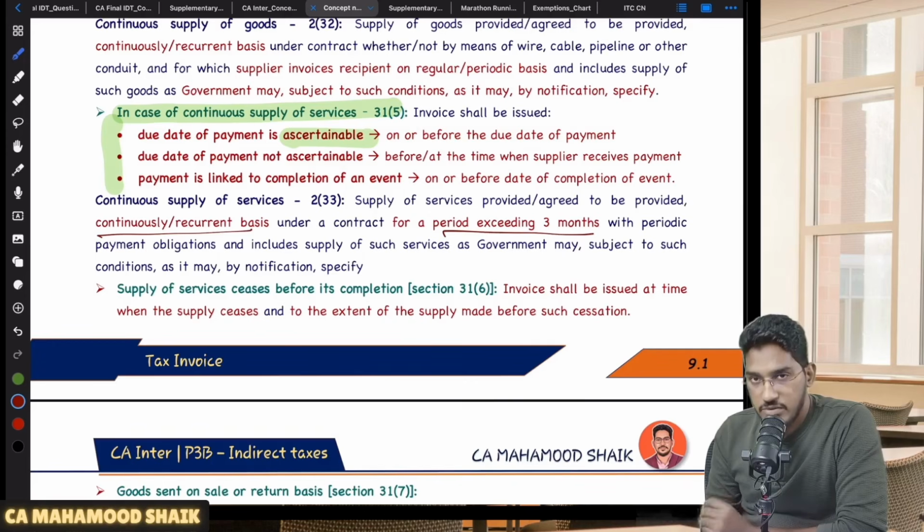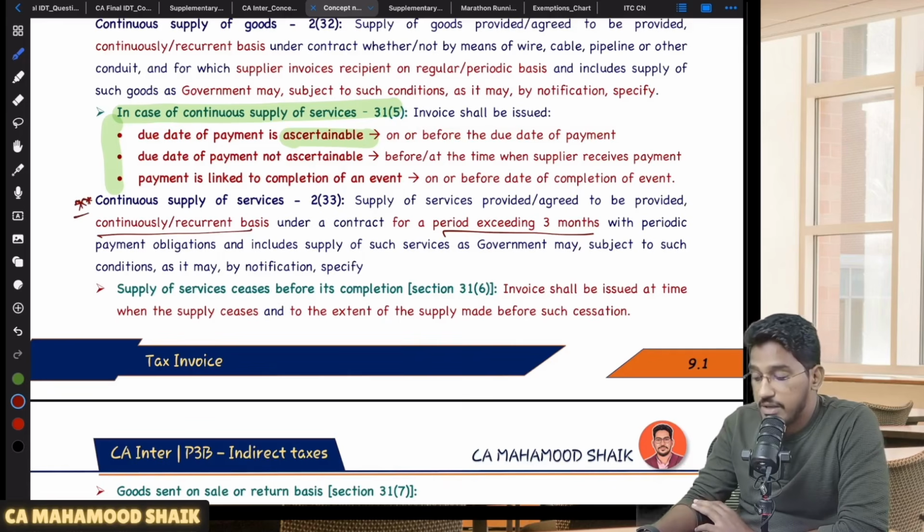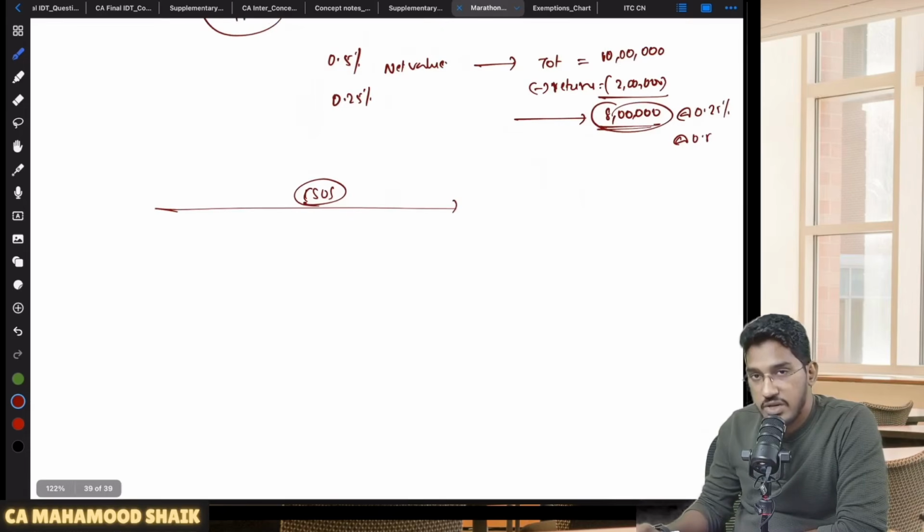For continuous supply of goods, they simply say that if you are providing the goods on a continuous basis or recurring basis, it will be considered as continuous supply of goods. But for continuous supply of services, in order to qualify, the services must be provided on a recurrent basis, on a continuous basis for a period exceeding 3 months. Then only we'll call it continuous supply of services. Very important, you have to remember this definition. And in case of continuous supply of services, what is the time limit within which you are required to issue the invoice? First, you have to check the contract.